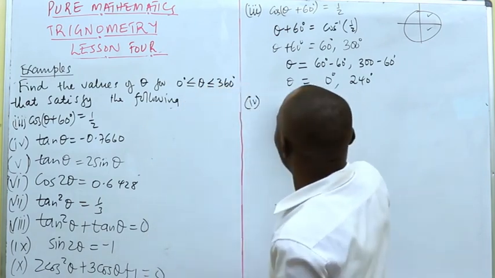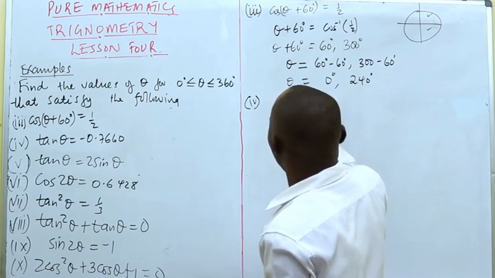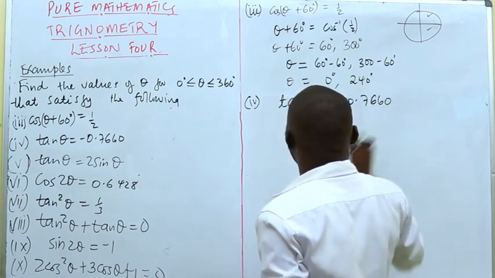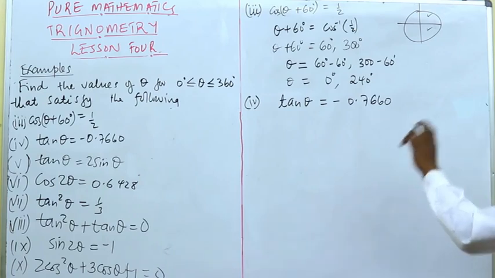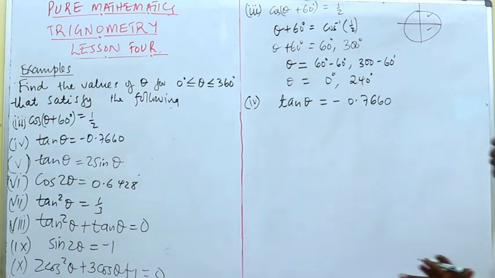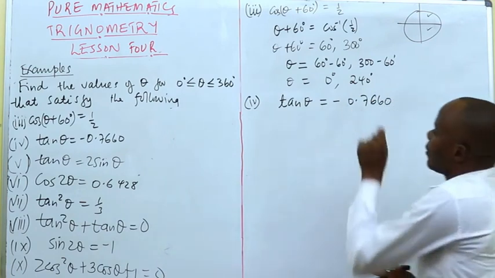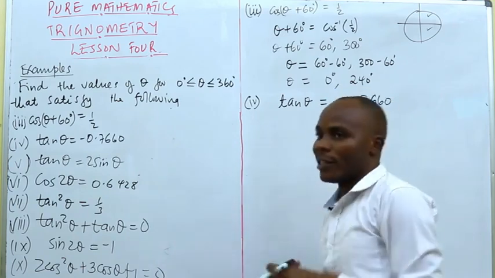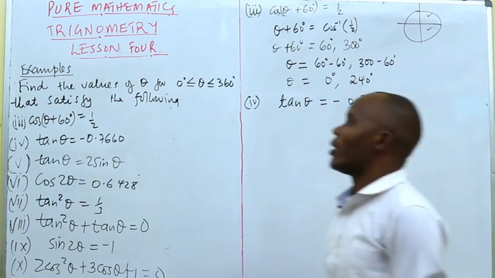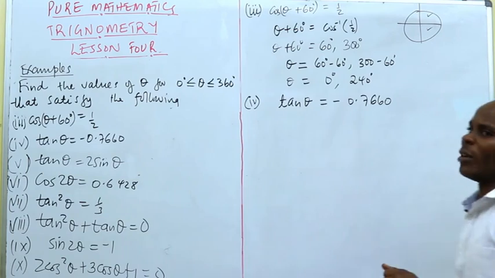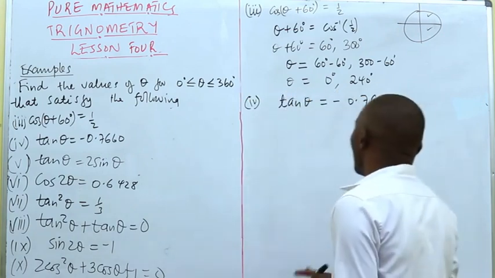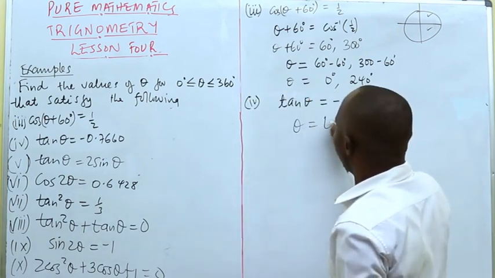Roman 4, we have tan of theta is equal to negative 0.7660. I've included this one for a purpose. Actually, all of them that I've pressed here, I've pressed them there for a purpose. Now, when you look at this, it is negative and is given decimal points. Why I have included it there is to ensure that when you look at that decimal point, it doesn't give you something to overthink about and say, now there is some rocket science there. No, just do the same thing.